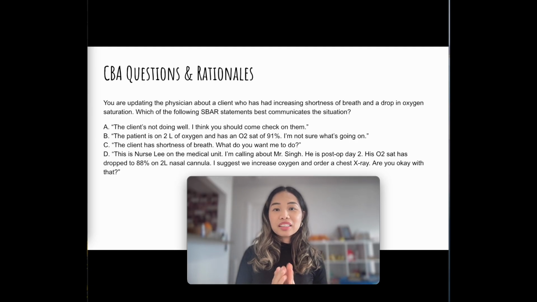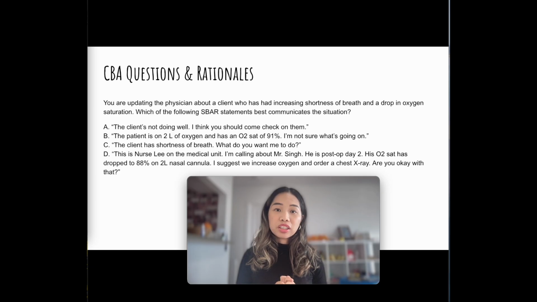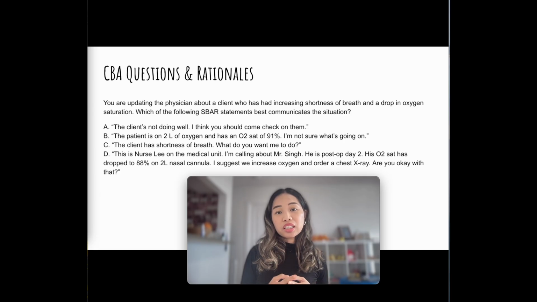In this question, it's very obvious which one is the answer, which is letter D. This is the only option that follows the SBAR method: situation, background, assessment, and recommendation. This question is something you should expect during your CBA, but also during your SLA: how to communicate using the SBAR method to the physician or even to other healthcare professionals as well.